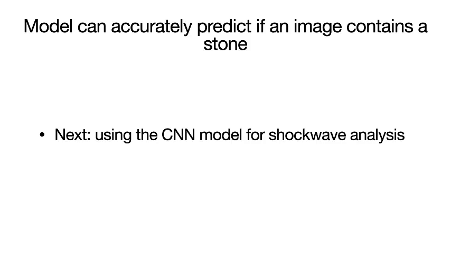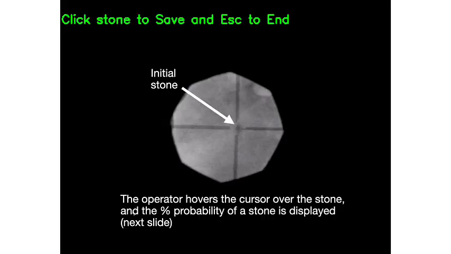Next, we will use the CNN model for image analysis. Specifically, the CNN model will be used to help select the stone to be fragmented. The operator is required to select the stone. Here, the urinary stone can be seen within the crosshairs.